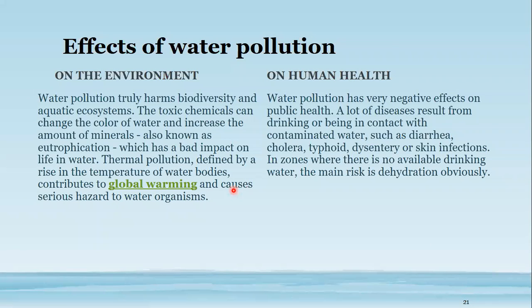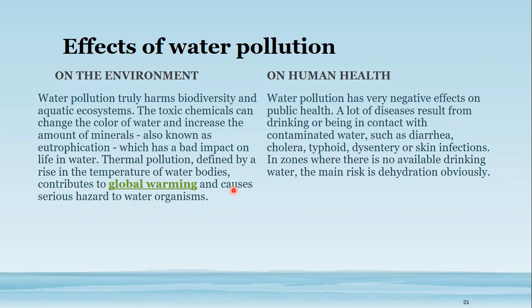Effects of water pollution on the environment as well as on human health. Water pollution truly harms biodiversity and aquatic ecosystems. Toxic chemicals can change the color of water and increase the amount of minerals, also known as eutrophication, which has a bad impact on life in water.